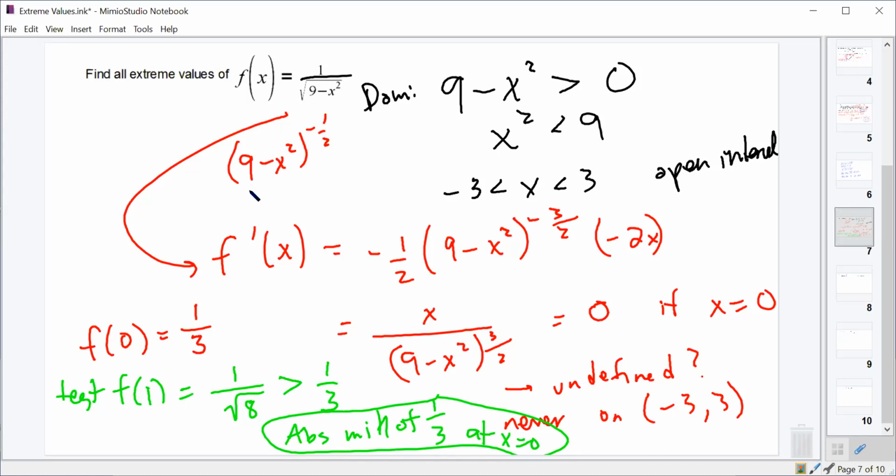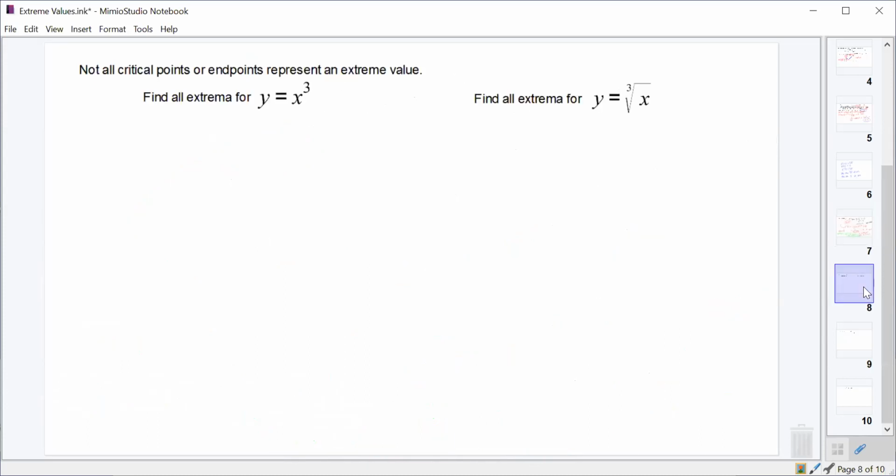Good or no? Good. All right, just real quickly, I know we said that if we had a critical value where the derivative was 0 or where it was undefined, that it might be a local max or a local min. I just want to give an example of when that might not be the case.